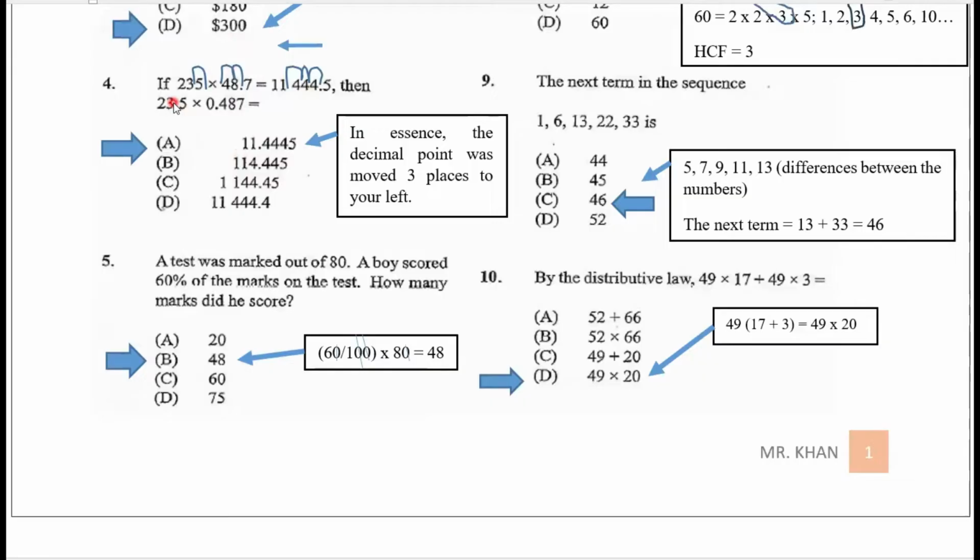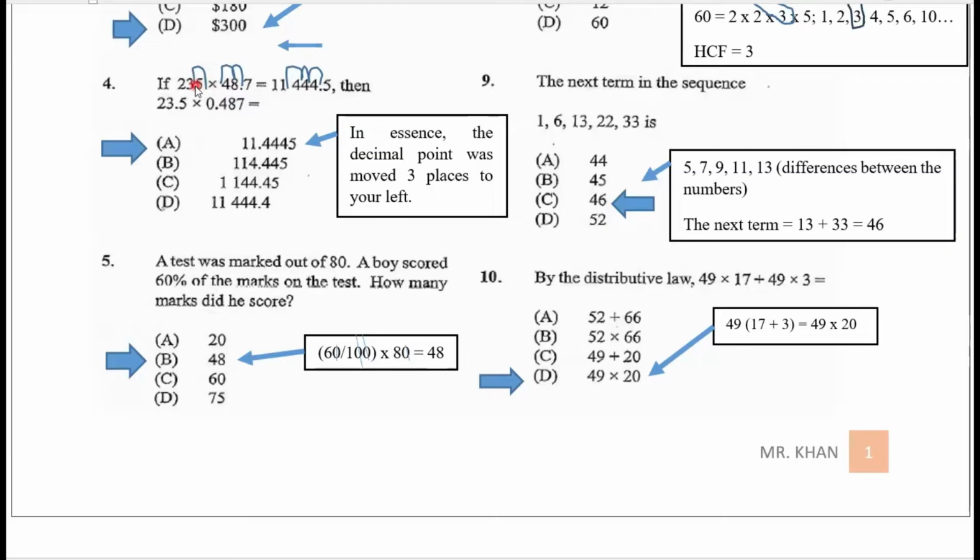Number 4, we have 235 multiplied by 48.7, and that's equal to 11,444.5. Then what is 23.5 by 0.487? Well, we can see here that if you have 235 and you're getting this, you have to move the point one place to your left.